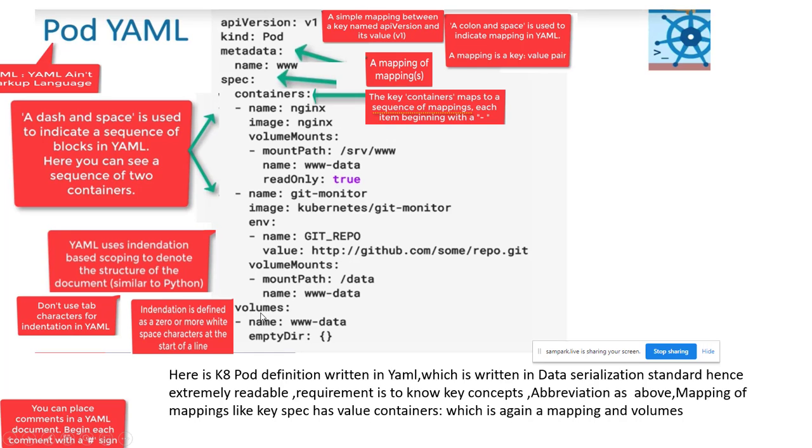What is metadata? Metadata is also a key, but it has values. It has two values, one is name and another is volumes. But then name itself is again a mapping of some kind. It's a nested architecture, a mapping of mappings, like that.